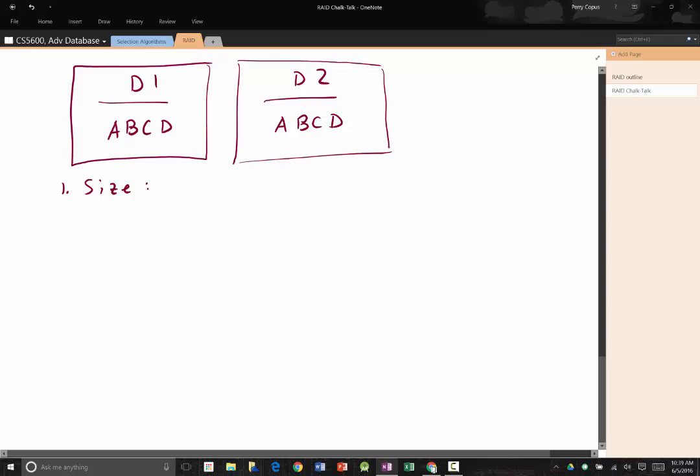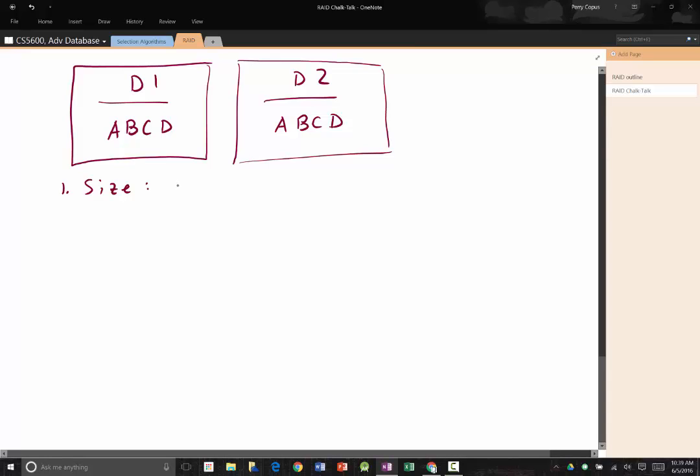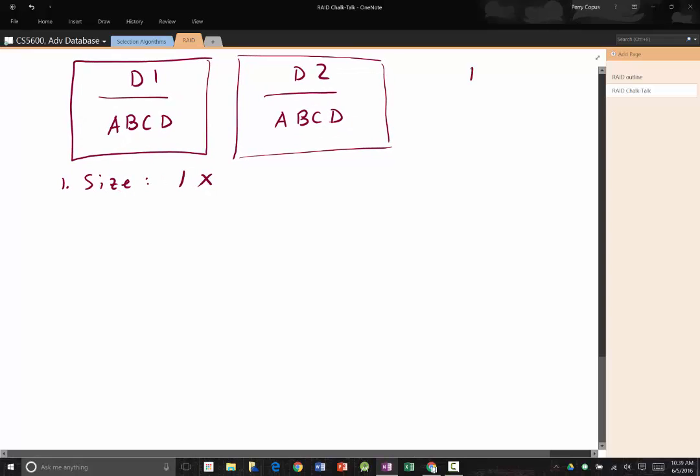So have I increased my capacity? Not at all. Neither have I decreased it, but I am using twice as many drives, right? So the size, no change. So I'll say 1x compared to just using a single disk. And once again, by the way, it doesn't have to be just 2 disks. I could have 3 disks.